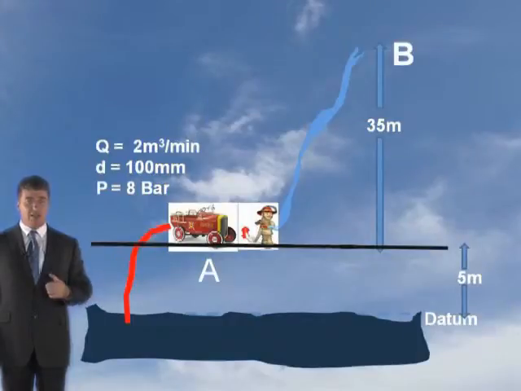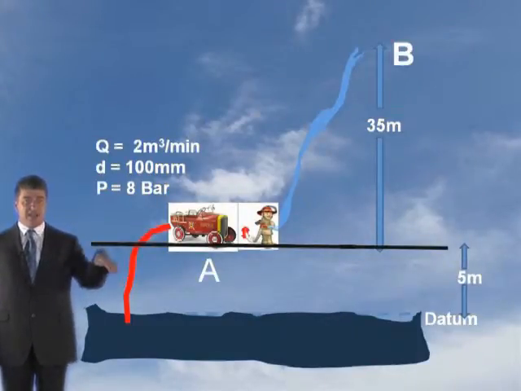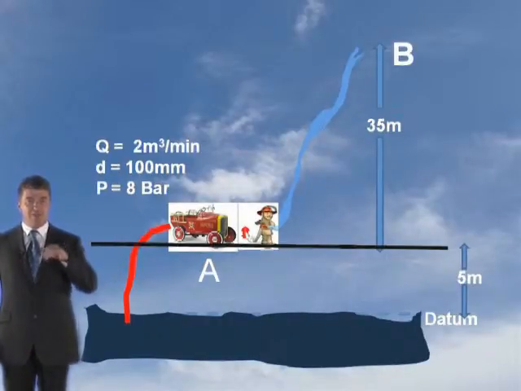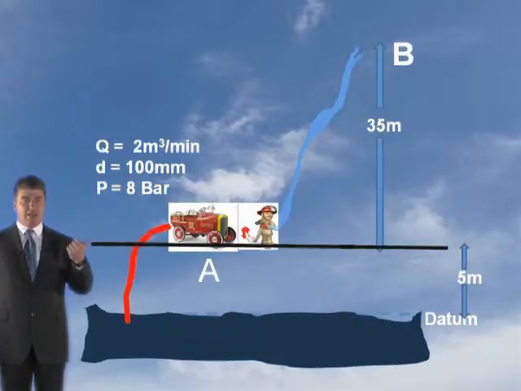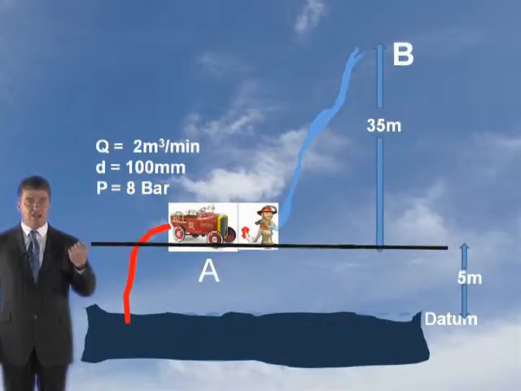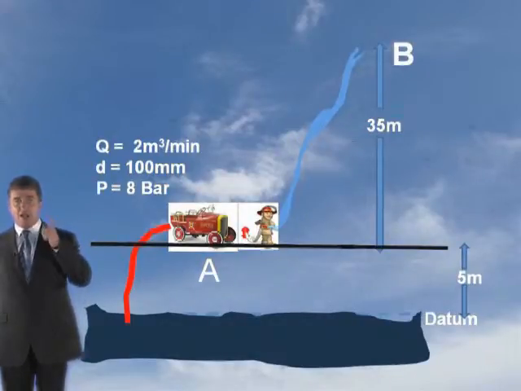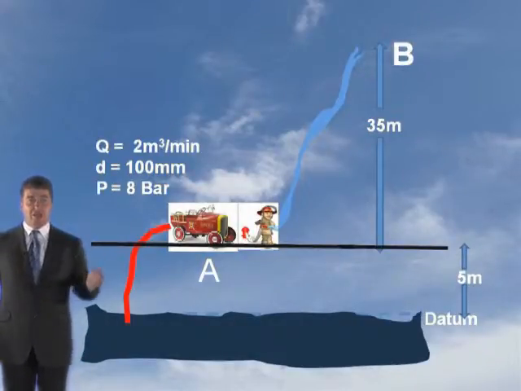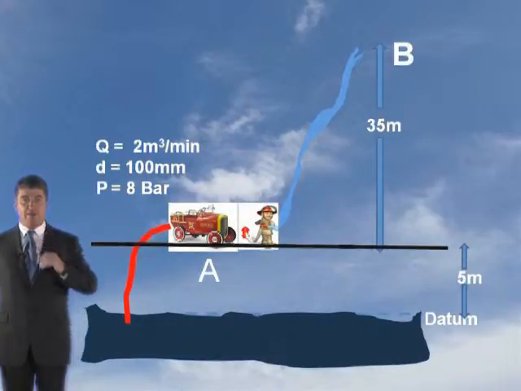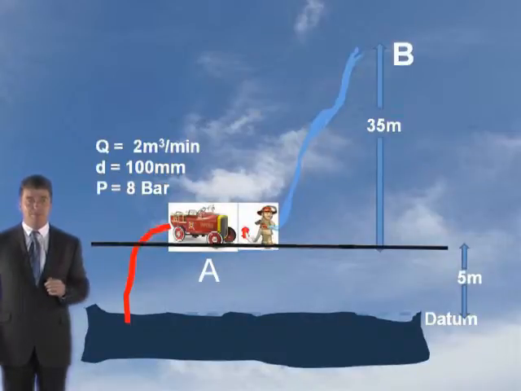What is the first thing I said to you to do? Draw a sketch. Look at this sketch here. This shows you where the guy's working, where the jet is, where the datum is. The datum's got to be at the lowest point, sea level. Then you've got 5 metres above, you've got your pump. You put in your details, 2 metres cubed a minute, your diameter at the nozzle is 100 mil, 8 bar. Then you've got your nozzle, and you've got 35 metres, that's the jet height. So point A is where the pump is, point B is where the jet reaches at the top of that 35 metres. Point A and B.